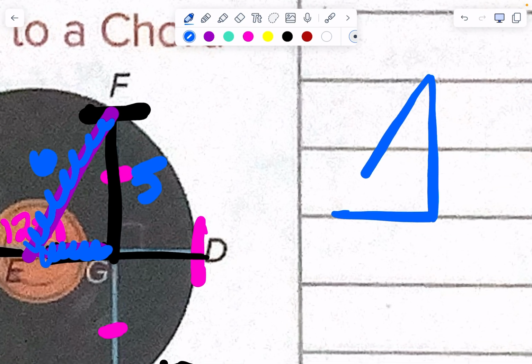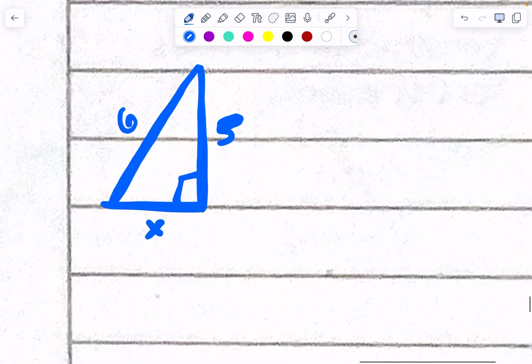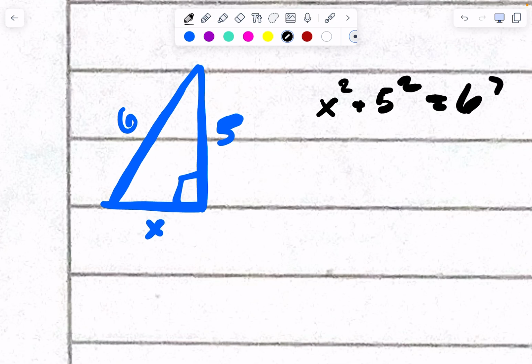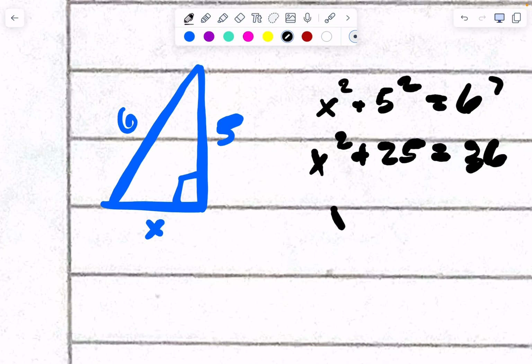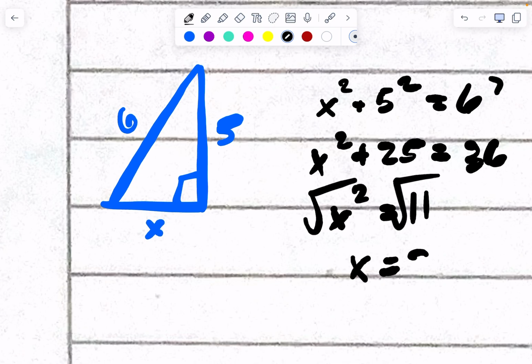That was a really tough concept to grasp. Which side's side C, by the way? 6. X squared plus 5 squared equals 6 squared. X squared plus 25 equals 36. If we subtract 25, x squared is 11. And take the square root. 3 point something. I think it's like 3.32 or 3.23. I don't remember.